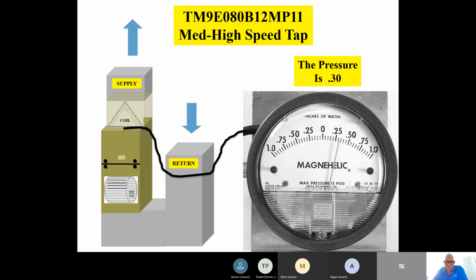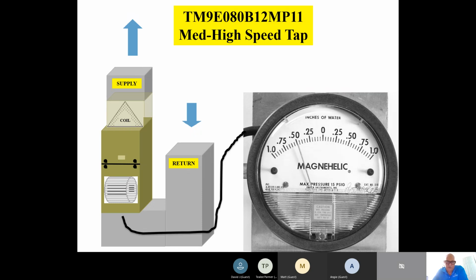Our second reading is after the filter, but before it enters the fan. And so we have a 0.5. So we're sucking against the filter as well. So we have 0.5 on the return.